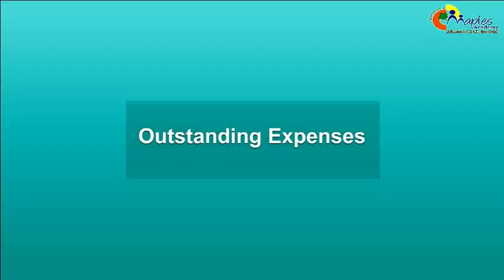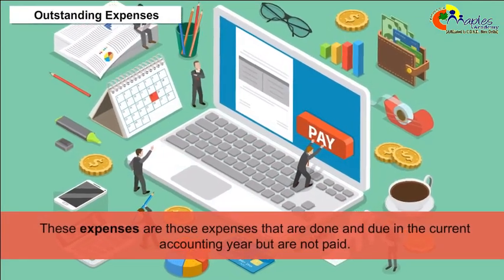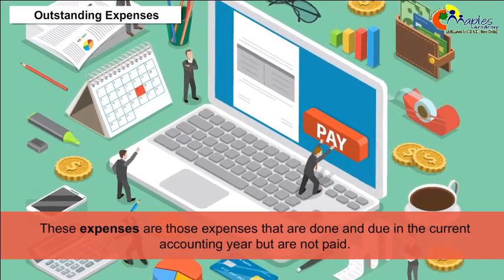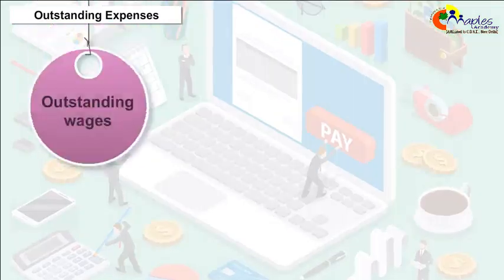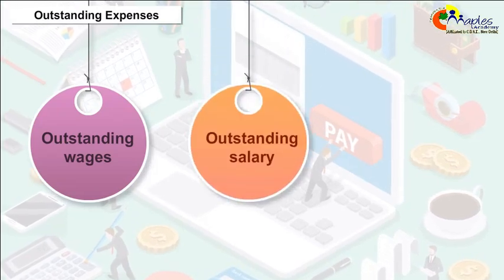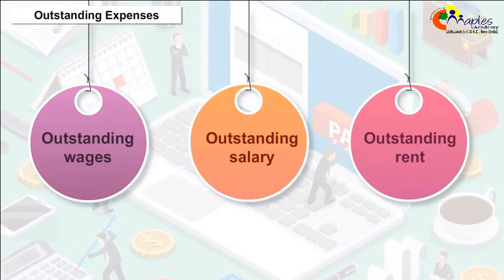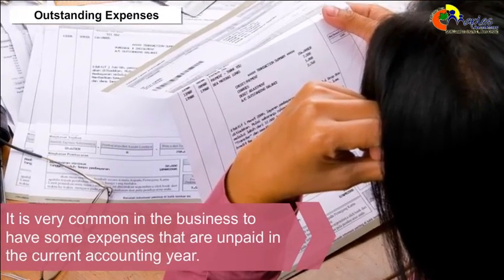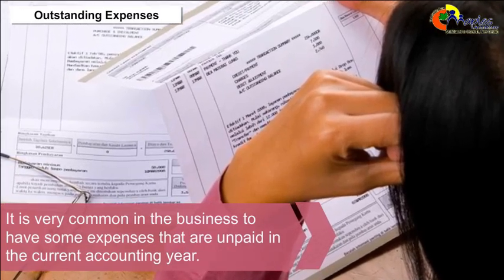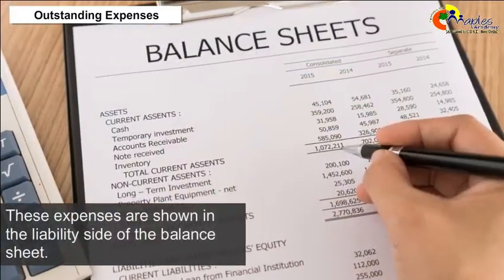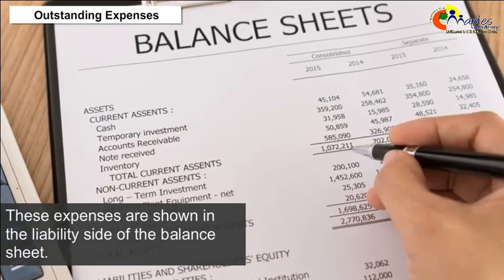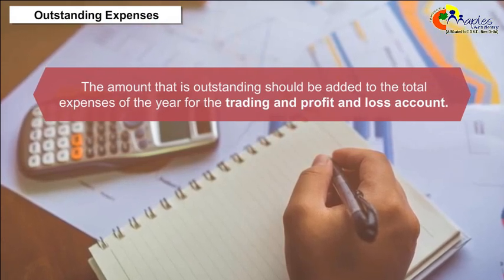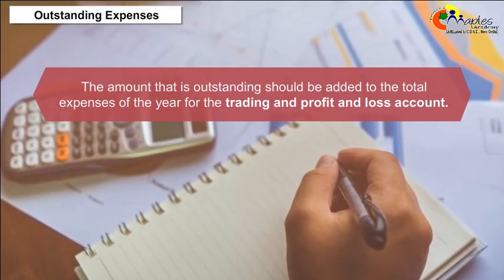Outstanding expenses. These expenses are those expenses that are done and due in the current accounting year but are not paid. For example, outstanding wages, outstanding salary, outstanding rent, etc. It is very common in the business to have some expenses that are unpaid in the current accounting year. These expenses are shown in the liability side of the balance sheet. The amount that is outstanding should be added to the total expenses of the year for the trading and profit and loss account.